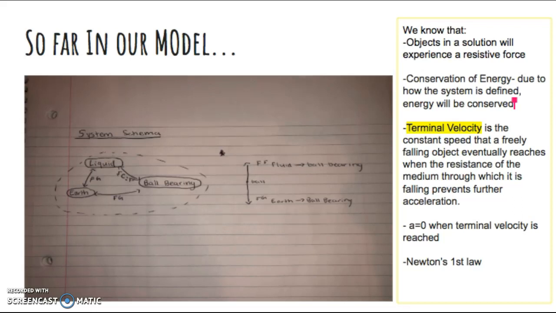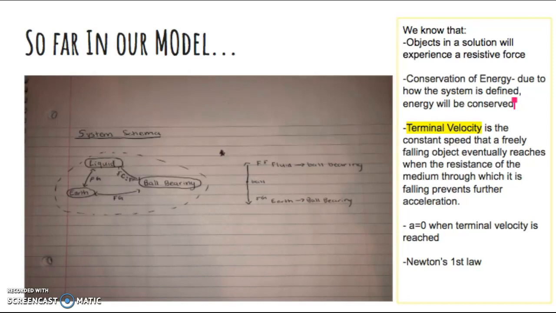Terminal velocity is the constant speed that a freely falling object eventually reaches when the resistance of the medium through which it is falling prevents further acceleration. If you look at our free body diagram, the forces going up and down are unequal, but if acceleration were to equal 0 at the terminal velocity, the forces up and down would become equal.